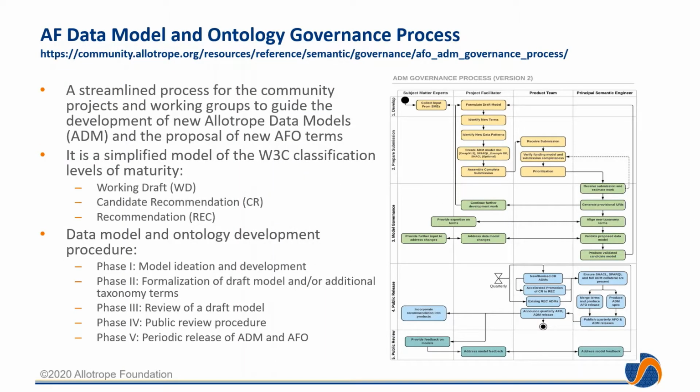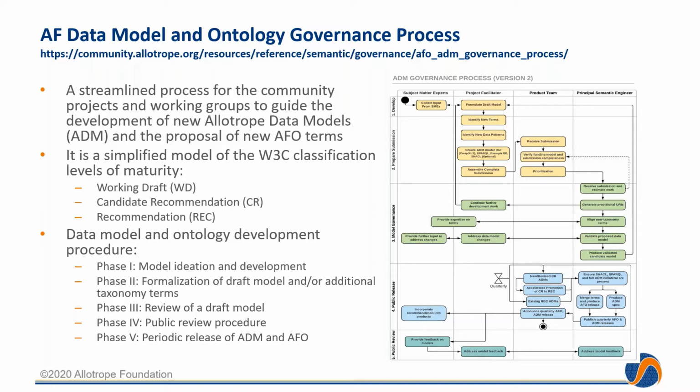We have the ontology and model governance process, which is a streamlined process for the community project and the working group to guide the development of new ADMs and propose new AFO terms. It is actually a simplified model of the W3C classification levels of maturity, going from working draft to candidate recommendation all the way to recommendation.